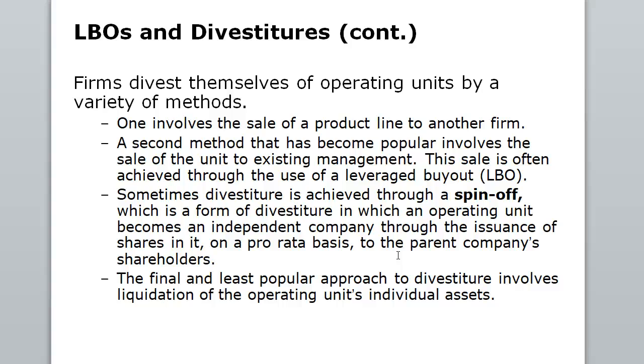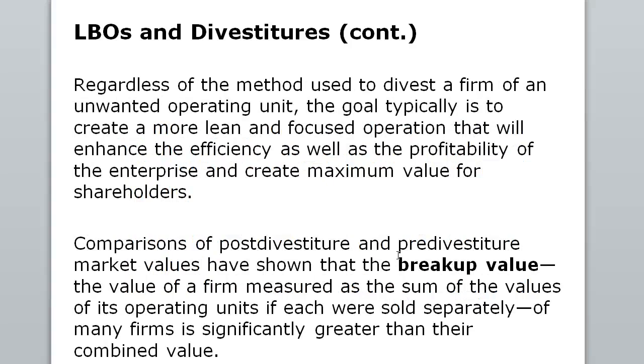And the final and least popular way involves liquidation of a unit's individual assets. So if you figure out that, okay, we have this VCR manufacturing division, there's really no longer any demand for VCRs. Let's lay off all the people, sell the real estate and buildings, and sell as much of the equipment, machinery, and inventory as we can, and liquidate and end the business. It's not popular because it's really giving up totally. You don't do this for a business that's not completely defunct.